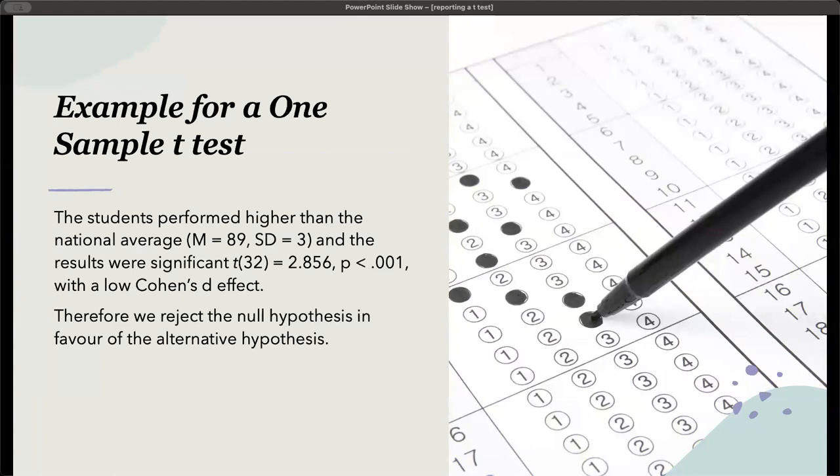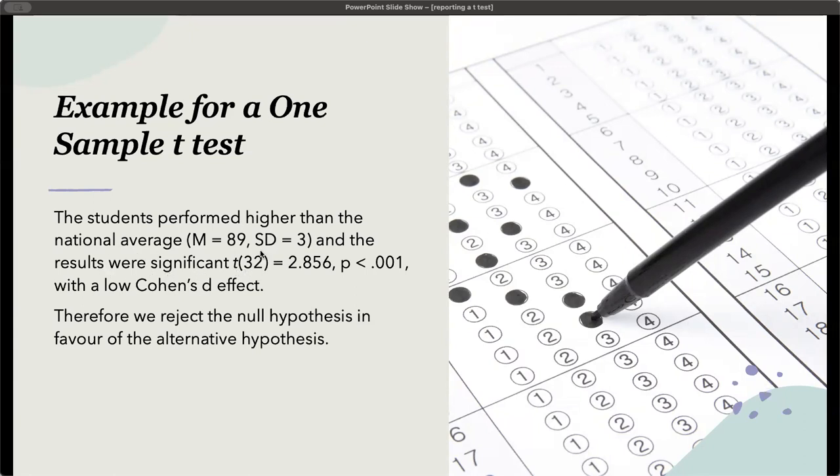So here's an example for a one samples t-test. The students performed higher than the national average. Mean equals 89, standard deviation equals 3. So this is the mean and the standard deviation for the students in the class that we were testing. And the results were significant.